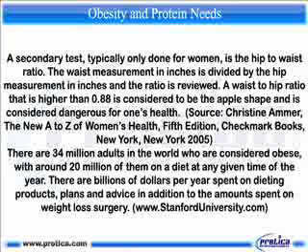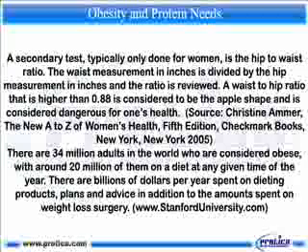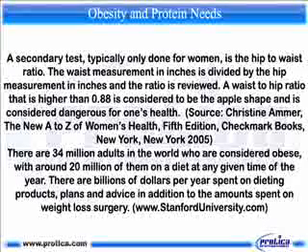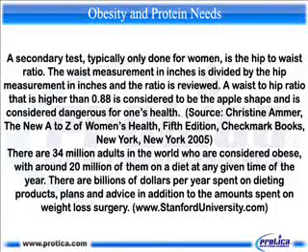A secondary test, typically only done for women, is the hip-to-waist ratio. The waist measurement in inches is divided by the hip measurement in inches and the ratio is reviewed. A waist-to-hip ratio that is higher than 0.88 is considered to be the apple shape and is considered dangerous for one's health. Source: Christine Amler, The New A to Z of Women's Health, 5th edition, Checkmark Books, New York, New York, 2005.